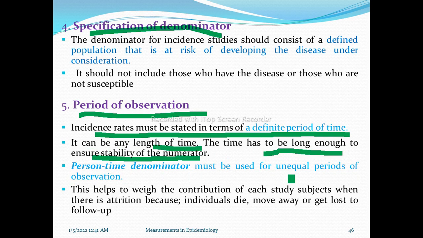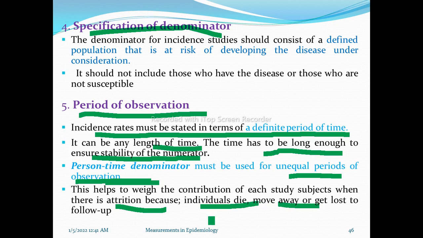Person-time denominator must be used for unequal periods of observation. As we have seen, unequal period of observation means individuals are starting and leaving the study at different times, so person-time denominator should be used. But if they are starting equally, cumulative incidence or population at risk will be used. This helps to weigh the contribution of each study subject when there is attrition, because individuals die, move away, or get lost to follow up.